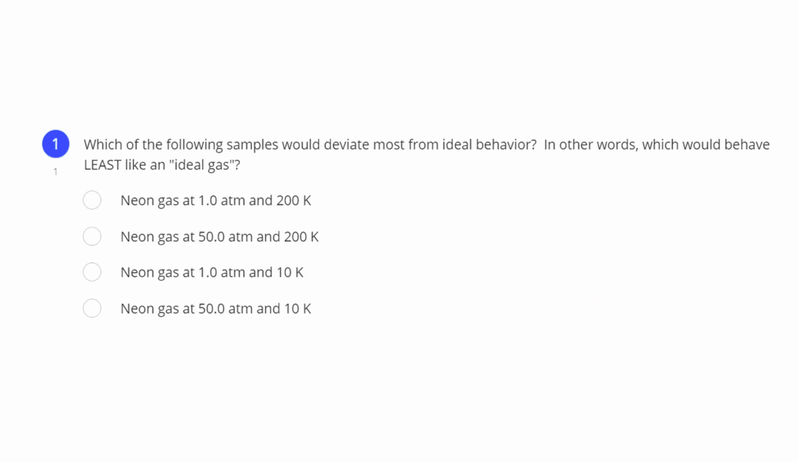Okay, here are some more practice problems. Which sample would deviate most from ideal behavior? Who would behave least like an ideal gas? Notice the things you want to look for are the intermolecular forces and the pressure and temperature conditions. These are all neon, so they're all the same gas with the same intermolecular forces. So I'm going to instead focus on the pressure and temperature.